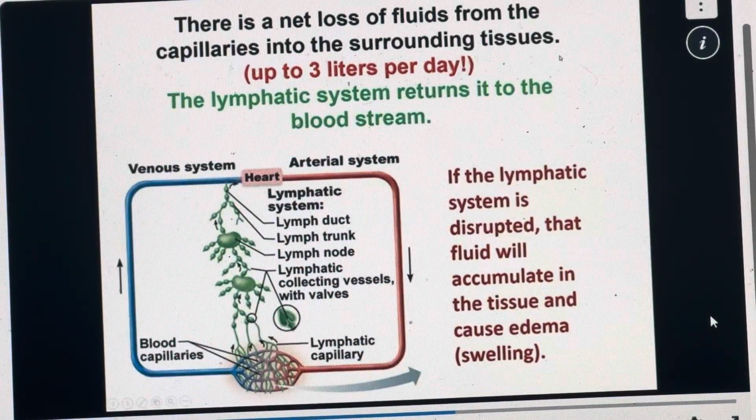We mentioned before that up to 3 liters of fluid is leaking out of those capillaries per day. So you can imagine if the lymphatic system is in some way disrupted or compromised, that a lot of fluid may start to accumulate in the tissues, and this can cause edema, which basically just means swelling of the tissues.